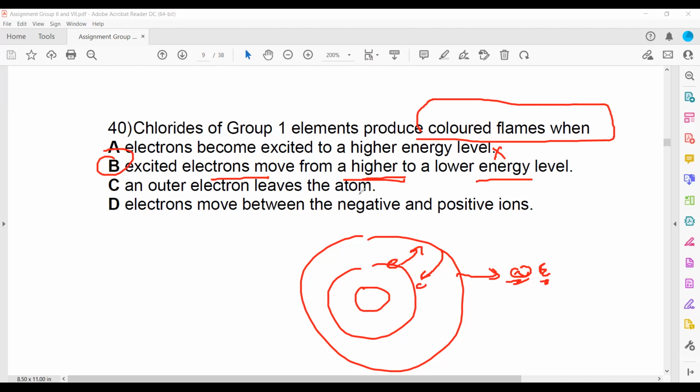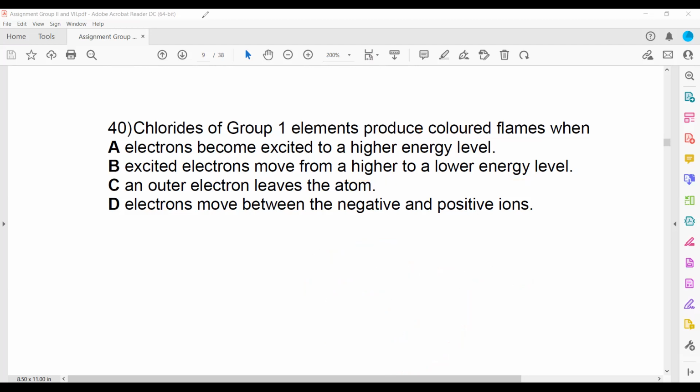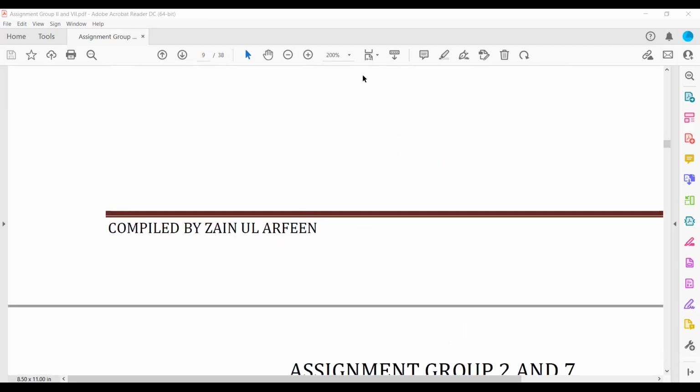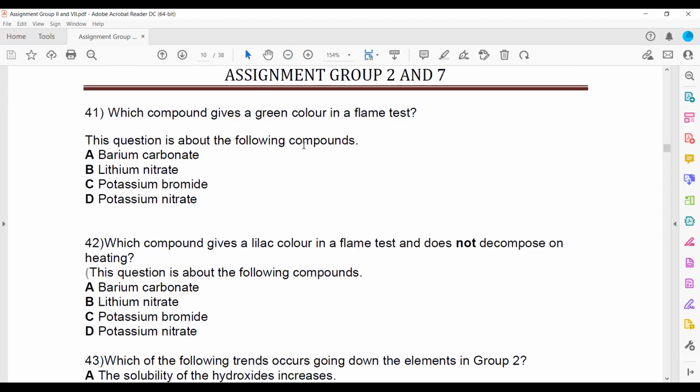An outer electron leaving the atom means ionization, and electrons moving between negative and positive ions. That's not the case for emitting specific energy which corresponds to the flame color.